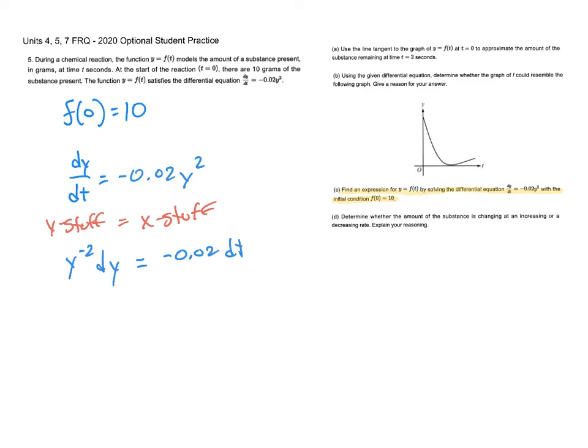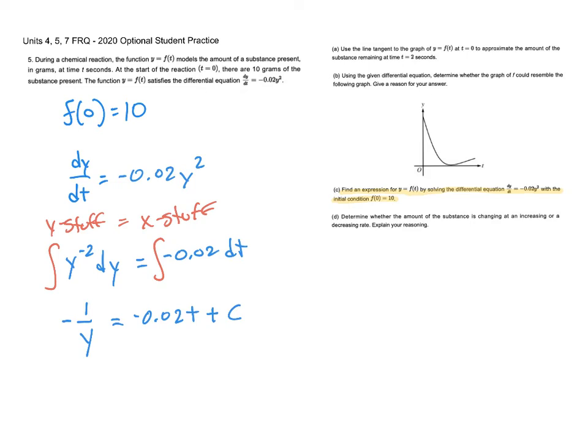Remember, we're going to integrate both sides, so I'll slap an integral symbol in there, and we'll do the antiderivative. I have to use the power rule on y to the negative 2, so that's going to be negative 1 y to the negative 1, better known as negative 1 over y. There's a plus c there, but I'm going to collect it with the other plus c on the right-hand side. The antiderivative for negative 0.02 is negative 0.02t, and then there's my plus c.